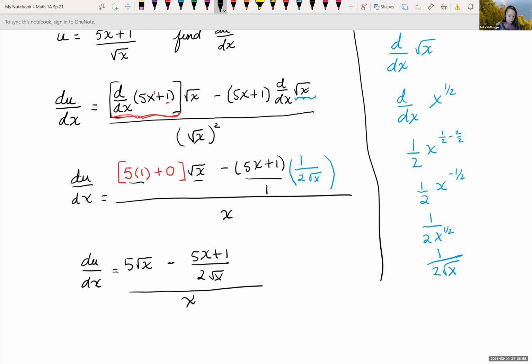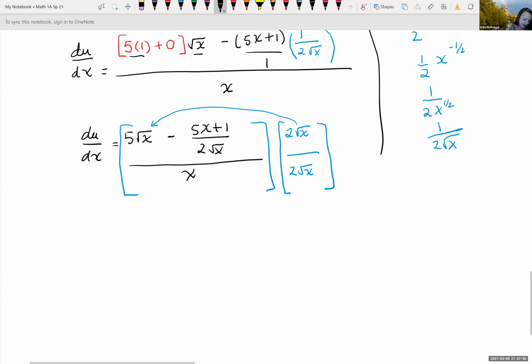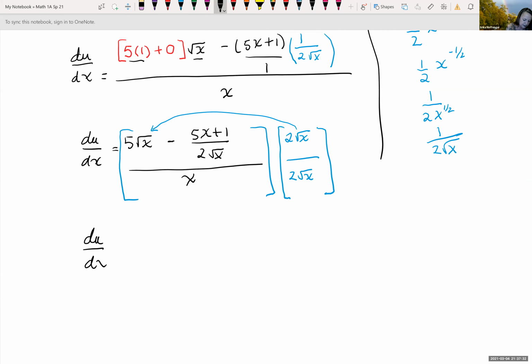Usually we don't like complex fractions. And so let's get rid of that complex fraction. We've been doing that when we were looking at the difference quotient before, sometimes. If we do that, let's multiply by the least common denominator of all the fractions within. Well, there's only one fraction, so we're going to multiply through by 2 square roots of x, all over 2 square roots of x. So now we have du dx is equal to, well, 5 square roots of x times 2 square roots of x. 5 times 2 is 10, square root of x times square root of x is x.